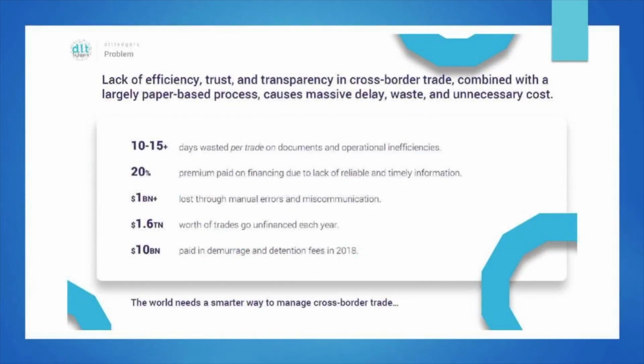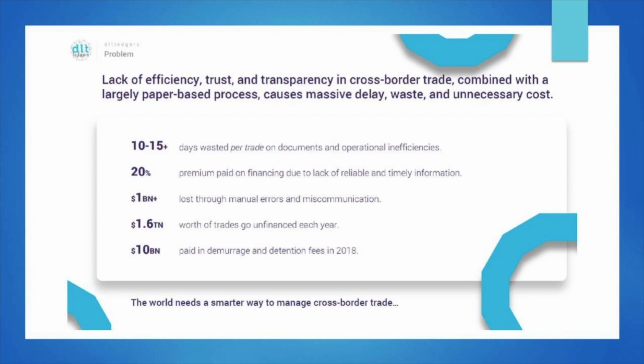Some of the problems that you see in cross-border trade today are a lack of efficiency, a lack of trust and transparency, combined with largely paper-based processes, causing massive delays and unnecessary costs. These are some of the estimates that we get from the market. When a trade is executed, there are about 10 to 15 days wasted purely because of paper-based documentation and operational inefficiencies.